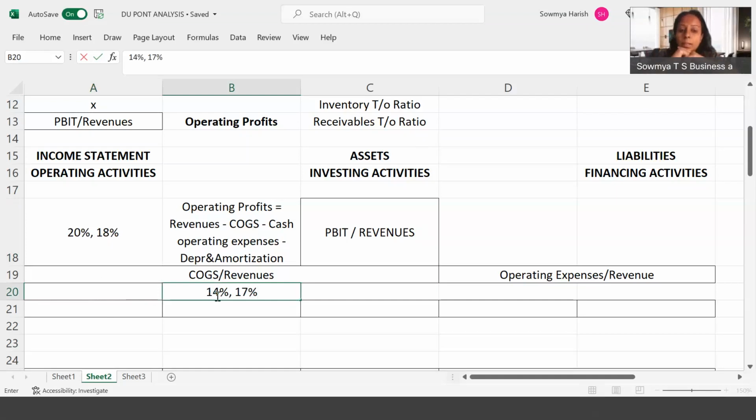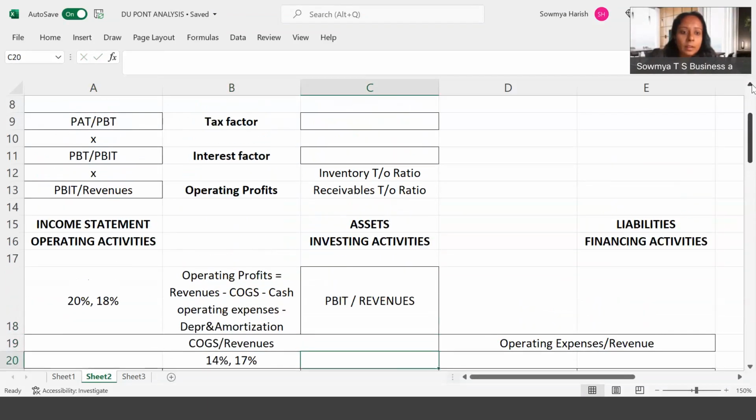So what do we understand by this? By this there is an increase in the cost compared to the revenues. So your cost of goods sold has increased. In the previous year, for every $100, your cost of goods sold was $14. But this year, for every $100, your cost of goods sold is $17. So there is an increase in cost. So by knowing this, we will get to know that maybe this has contributed to all of this. Since there is an increase in the cost of goods sold, maybe this has influenced your decrease in the operating profits.